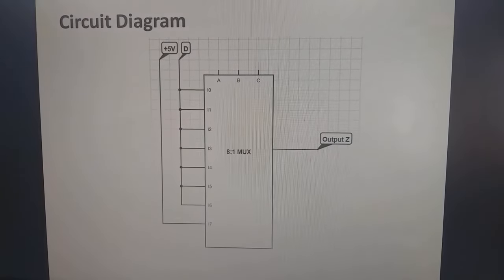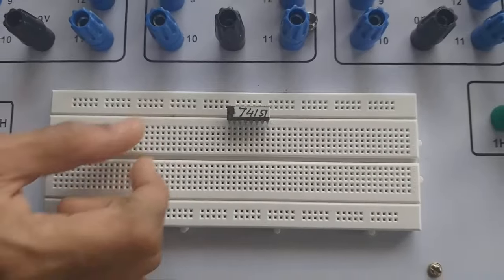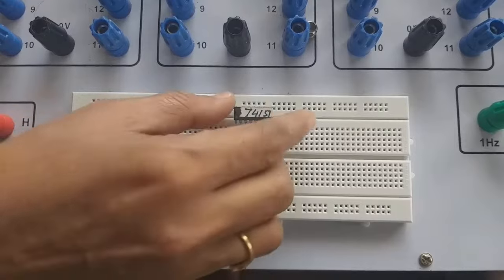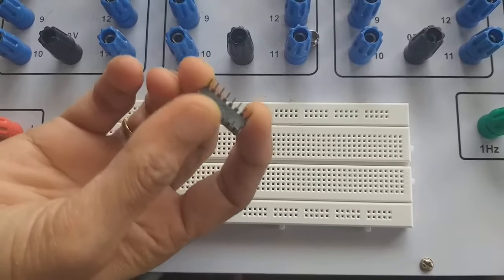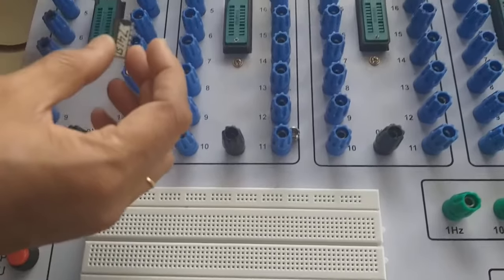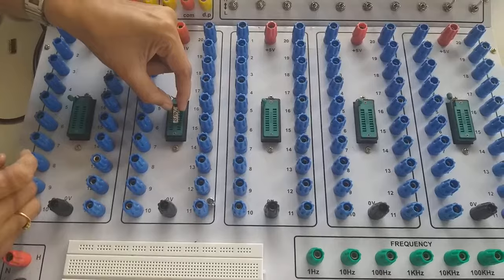So, we will implement the circuit using the trainer kit. So, let us rig up the circuit. So, this is 74151, 8:1 mux. Okay. So, this is a 16 pin IC. So, 8 pins on both the sides. So, as usual, place the IC in one of the IC bases. Okay. So, I am placing it in the second IC base. Place it.